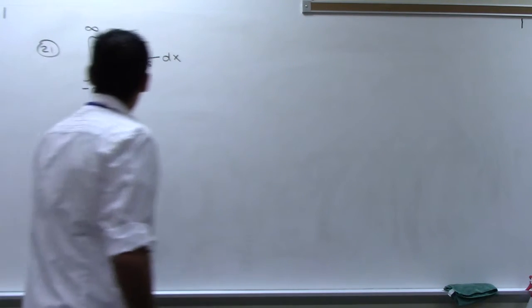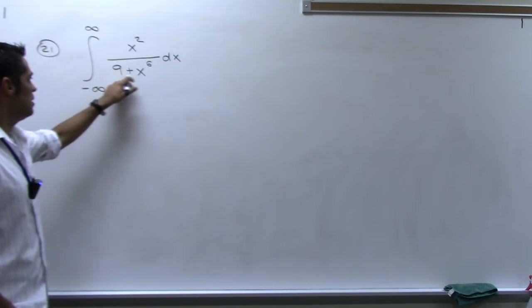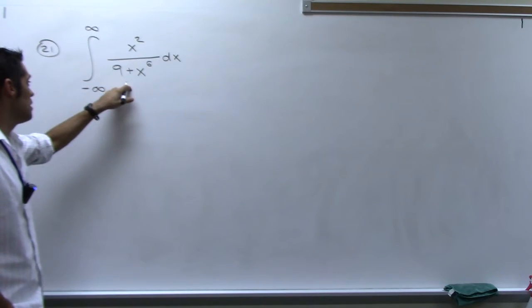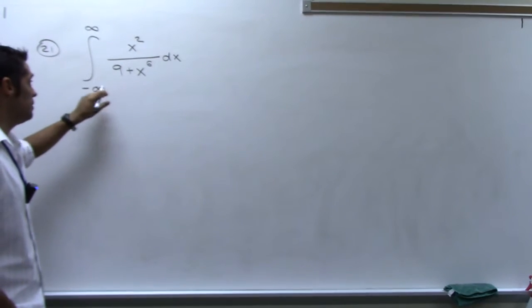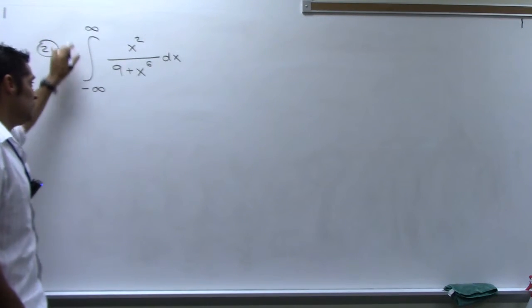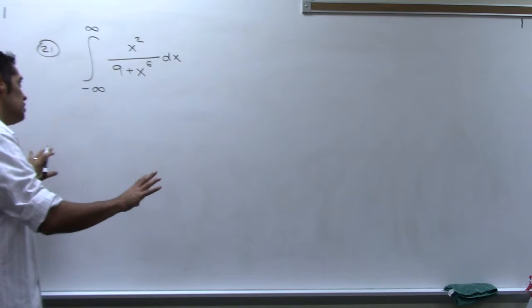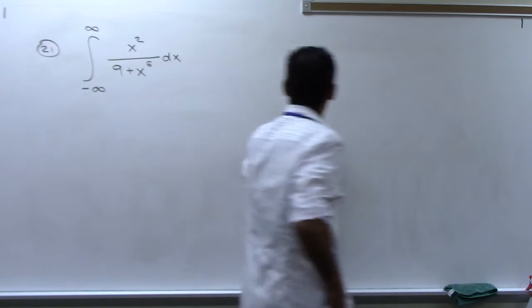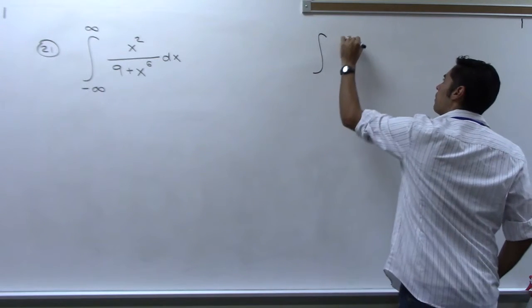Okay, I'm going to need to integrate that. There are no discontinuities here. The denominator can never be 0, so I don't have to worry about discontinuities. But since I'm going from negative infinity to infinity, I will need to split this into 2 integrals. The overriding thing is I'm going to have to find the antiderivative of that. So let me do that right here.